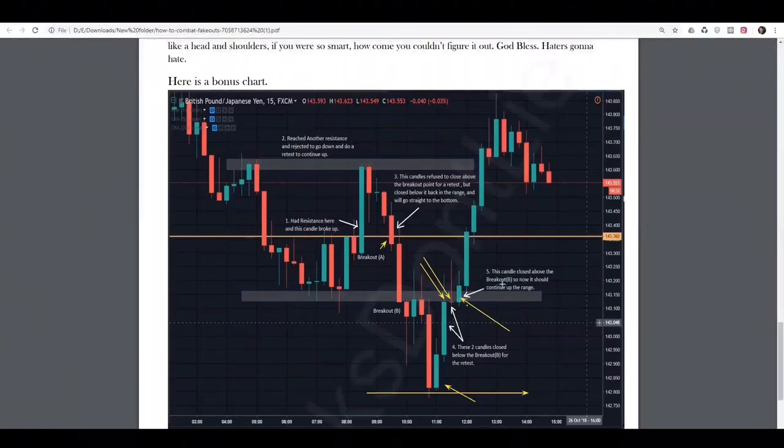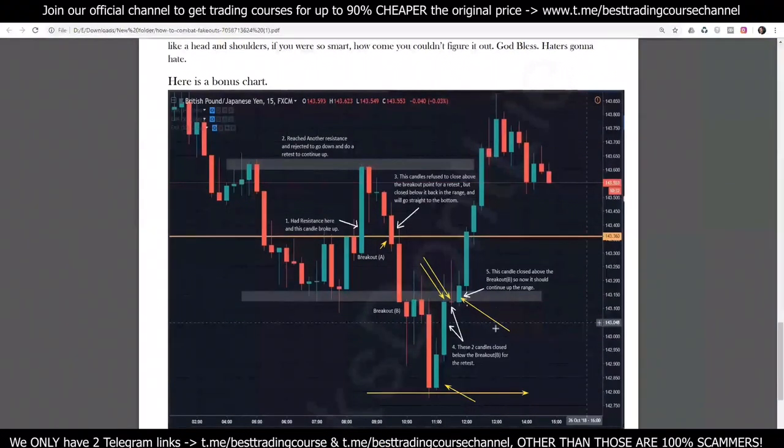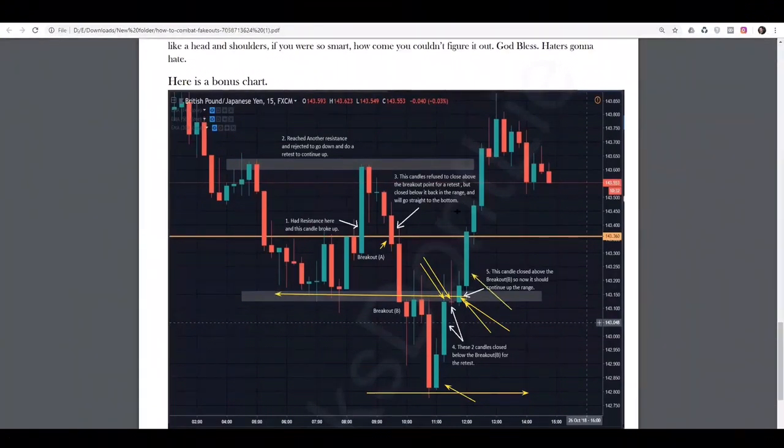This candle closed above the breakout, so now it should continue up the range, right? So it closes bullish at support. This means the next candle should continue moving up. So just take a buy and place a stop below the previous candle, and the candle closes bullish. Next candle closes bullish. You trail the stop below the previous candle, and the next candle goes up. You trail the stop, and so on and so forth.